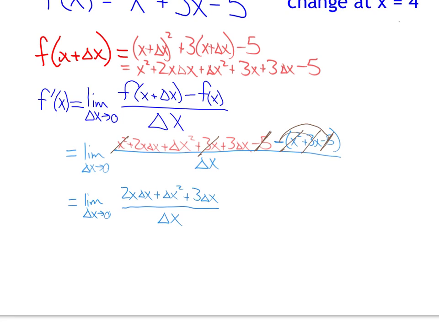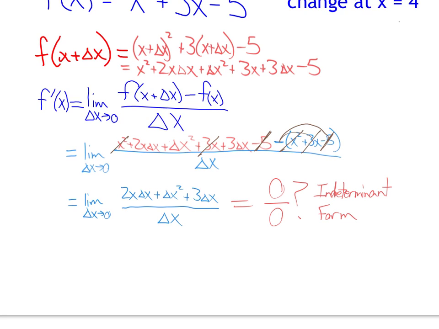Now, what do I get if I evaluate for delta x equals 0? Undefined. Why is it undefined, Ben? Because it's 0 over 0. Yeah, it's 0 over 0. This is what's known as the indeterminate form.